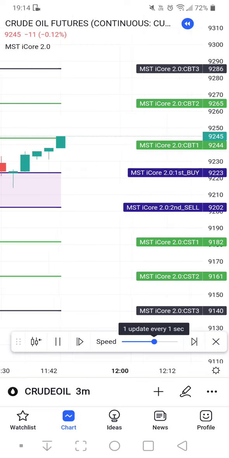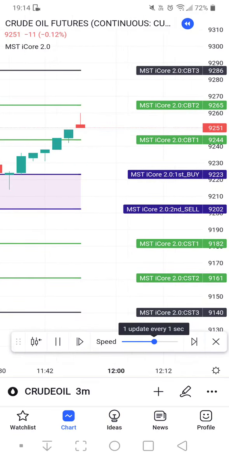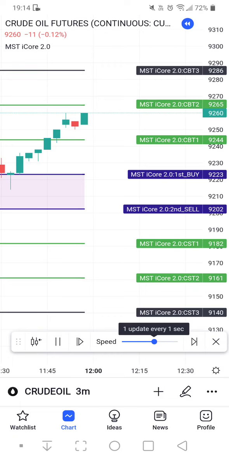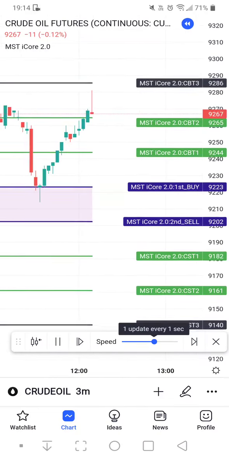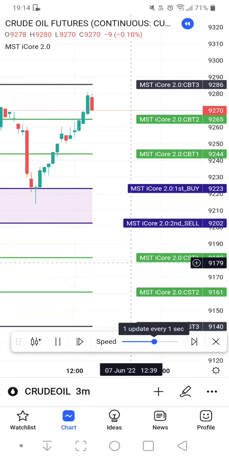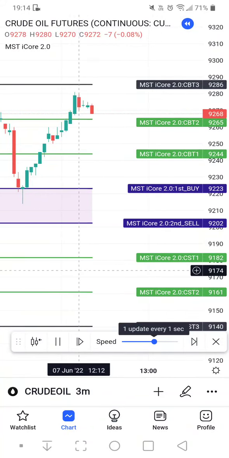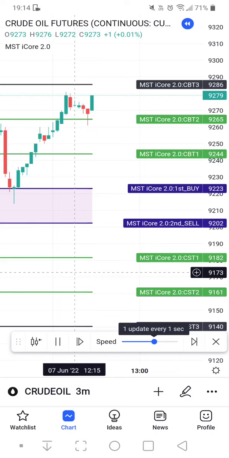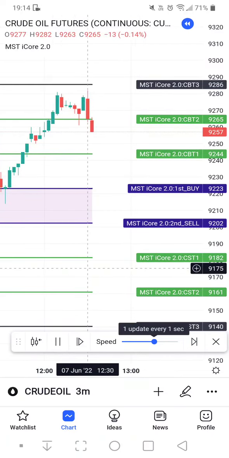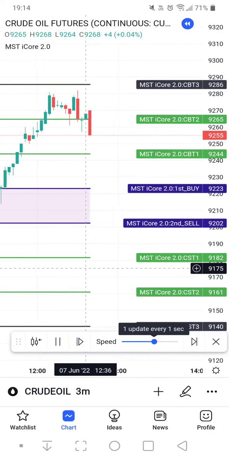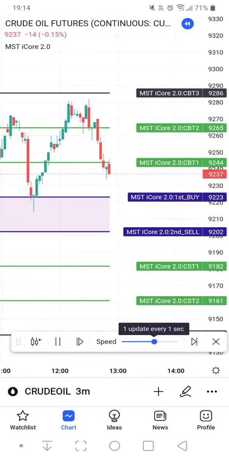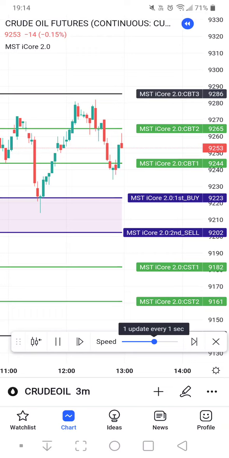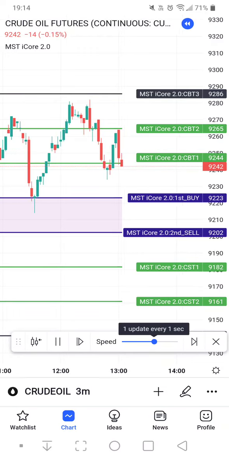Now again I am running the market. As per our prediction, market is going up only. Our first target hit, so it is going to second target. Second target also hit, and it is going to third target. Third target almost hit. Third target was 9286 and the high made 9282. So our trade got over in first target itself.